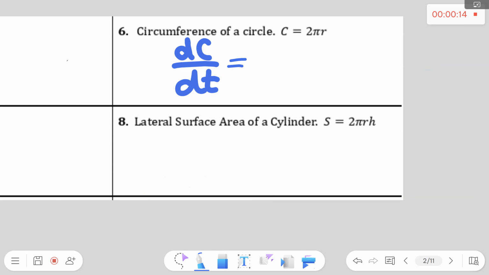Well, 2 pi is just a number, so that stays 2 pi. And what's the derivative of r with respect to t? Well, that just turns into dr over dt. Yes. Right? Not too bad.